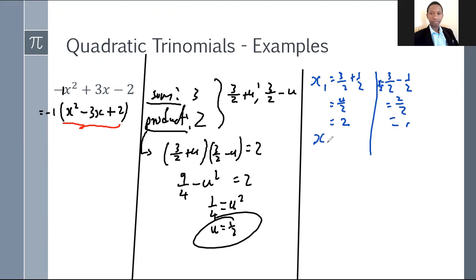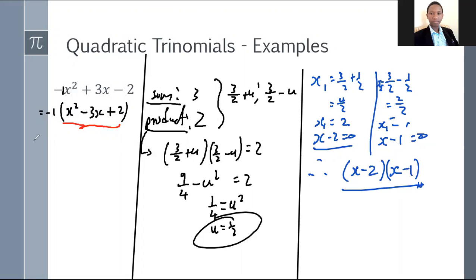So if I have x1 equals to 2, then x minus 2 is 0. That's a factor. And similarly, x minus 1 is also a factor. Therefore, my factorized form is x minus 2 into x minus 1. And I can just substitute this down there and write my final solution as negative 1 into x minus 2 into x minus 1. Just like that, I am done.